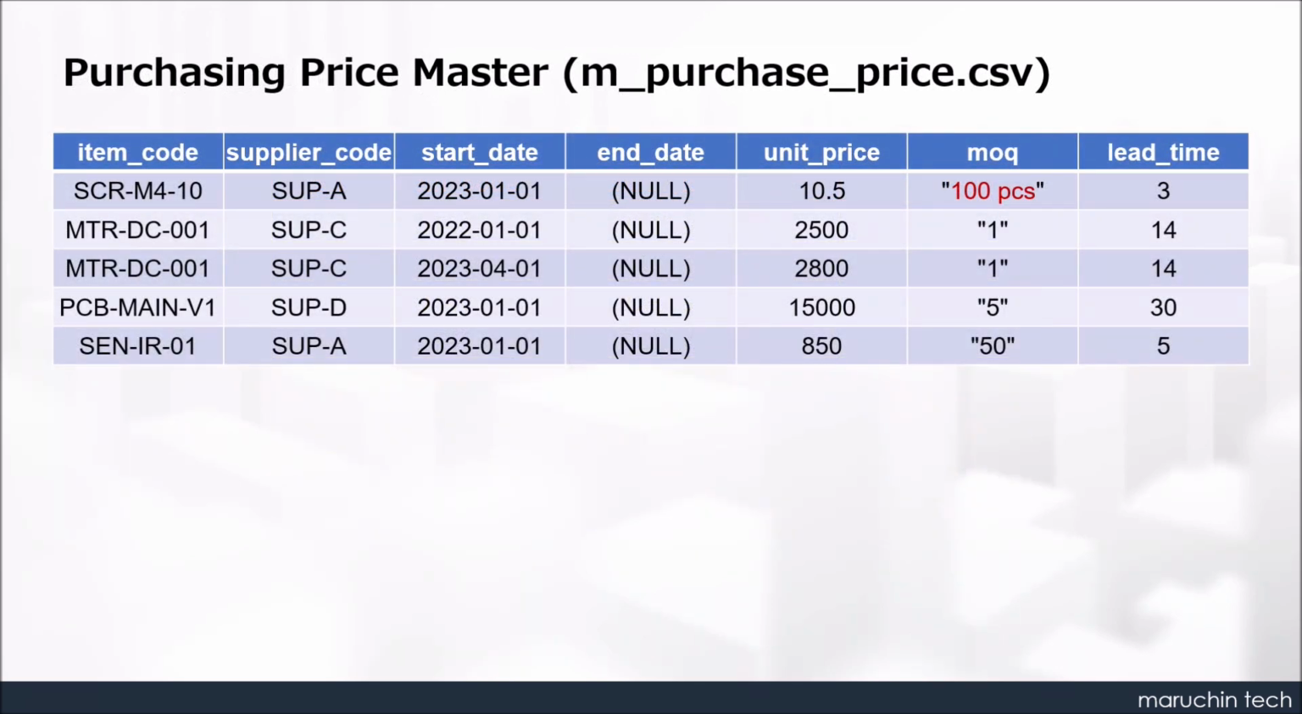Next is the purchasing cost master. This represents the price and condition for each supplier. A key point here is that the motor has 2 different prices. This represents a scenario where the part price changed over time. We will use this later when evaluating the asset value of inventory. Also, notice that the screw data contains "100 pieces", which is text, not just a number. We will use this to demonstrate data cleansing later.